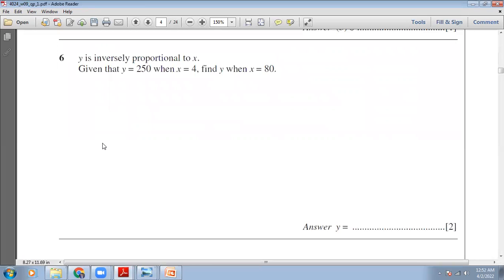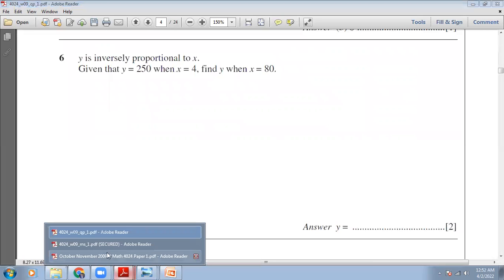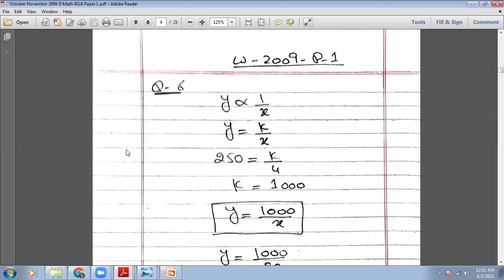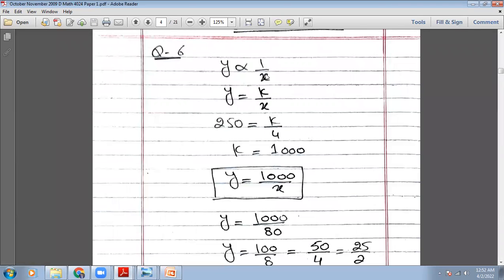y is inversely proportional to x. Given that y equals 250 when x equals 4, find y when x equals 80. He says y is inversely proportional to x, so it means y is proportional to 1 by x.